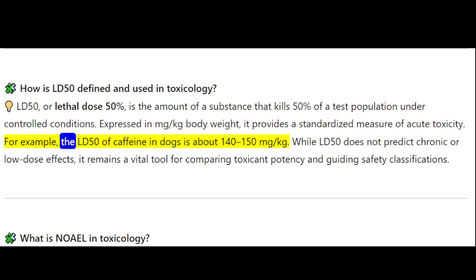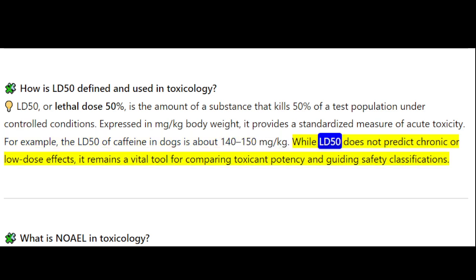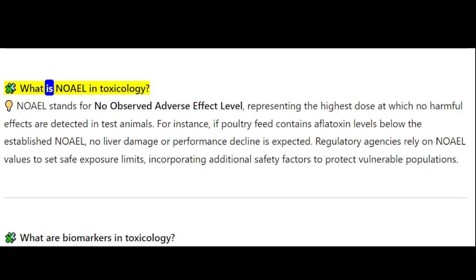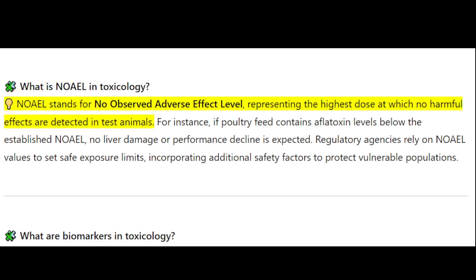For example, the LD50 of caffeine in dogs is about 140–150 mg/kg. While LD50 does not predict chronic or low-dose effects, it remains a vital tool for comparing toxicant potency and guiding safety classifications. What is NOAEL in toxicology?